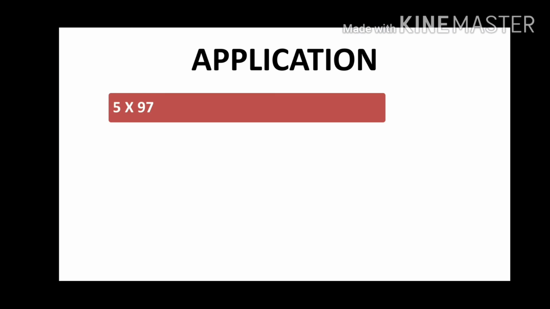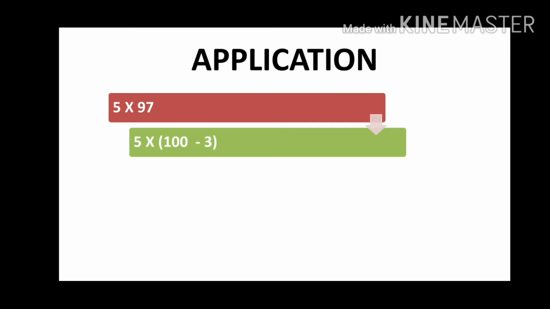Another. Now suppose we have 5 multiplied by 97. Now here we can use 97 as 100 minus 3. Even we can write it as 90 plus 7 also, but when we use hundreds, it is easier for us to multiply. We can use 90 plus 7, there is nothing wrong in that, but we can use 100 minus 3, it becomes easier to multiply.